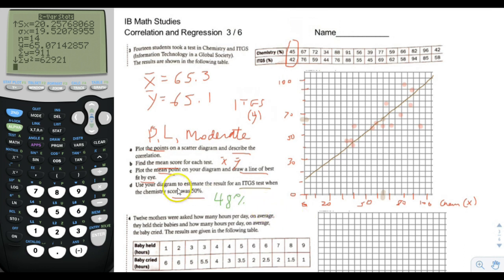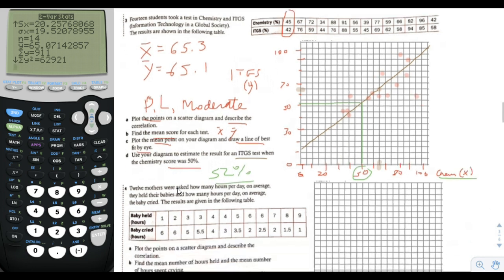Last of all, it asks us to use the chemistry score of 50% to figure out what the ITGS score would be. So we're going to start with the chemistry score of 50%, that's chemistry, right? And then we go up to the brown line and we hit it, and then we go left and see what we get for the ITGS score. Looks like it would be slightly above 50%, maybe 52%. Okay, so let's say that the ITGS score is going to be 52%, okay?